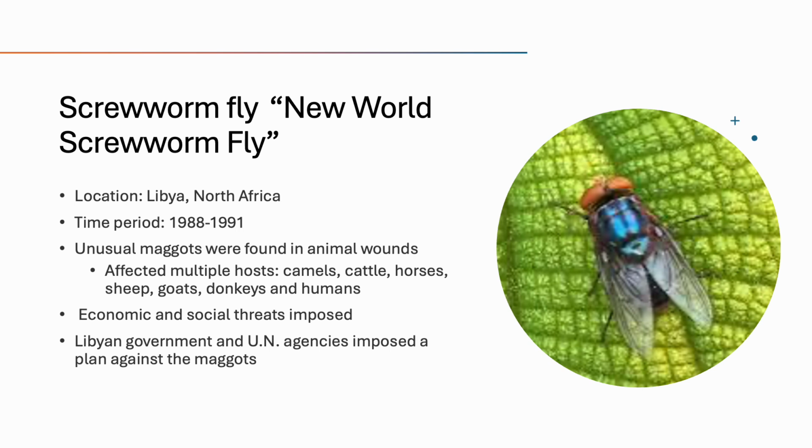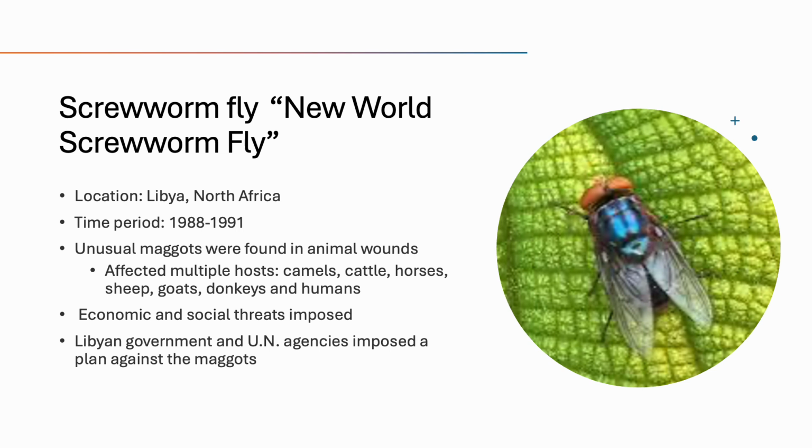From 1988 to 1991 in Libya, North Africa, the screwworm fly was noted to be seen in animal wounds. They were previously limited to the Americas, so they were known as the New World screwworm fly. However, they were probably introduced through contaminated livestock to North Africa. These unusual maggots were seen to affect multiple hosts such as camels, cattle, horses, sheep, goats, donkeys, and even humans. Every 3 weeks, a new generation was expected, and uncontrolled movement of livestock was expected to spread the disease even more widely.